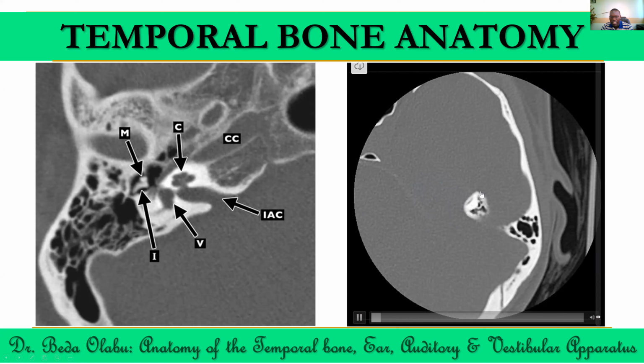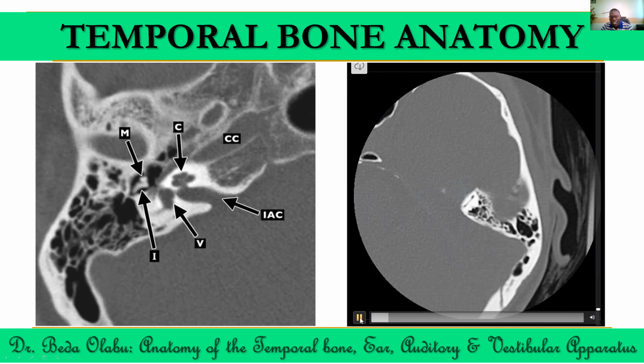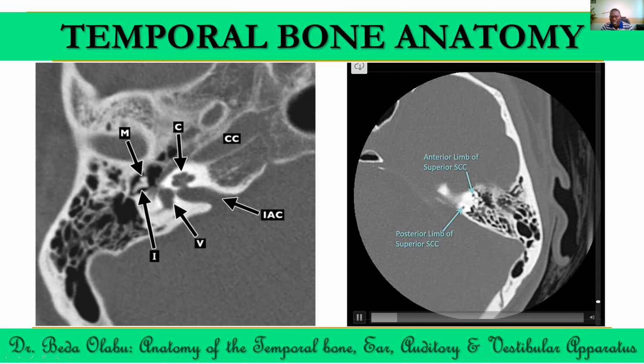So we're still cutting, slicing down. We can now see the turn of the superior semicircular canal. You can see that orientation there. You can see the orientation I was telling you, it's almost perpendicular to the long axis of the petrous bone. Okay, we are going on downwards. So this is the anterior limb of the superior semicircular canal, and that's the posterior limb of the same.